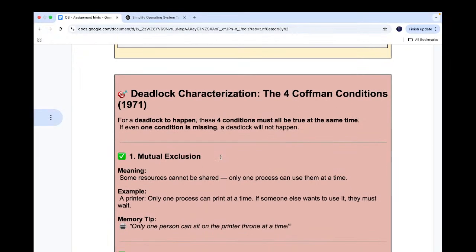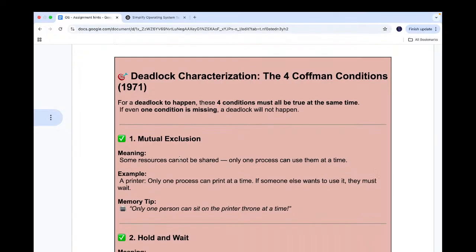Deadlock characterization, the 4 conditions. For a deadlock to happen, these 4 conditions must all be true at the same time. Even if one condition is missing, a deadlock will not happen.